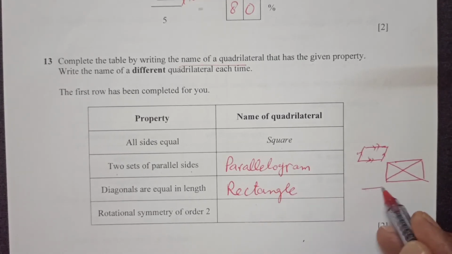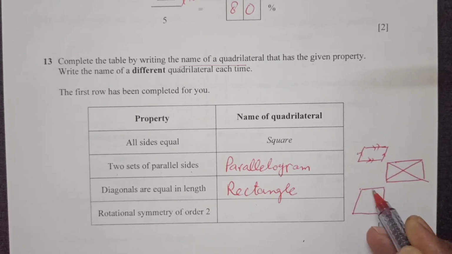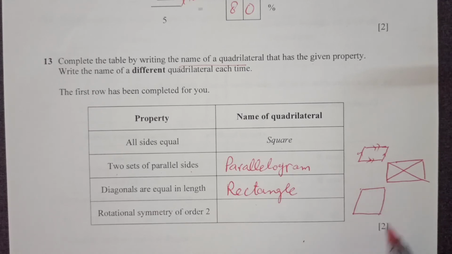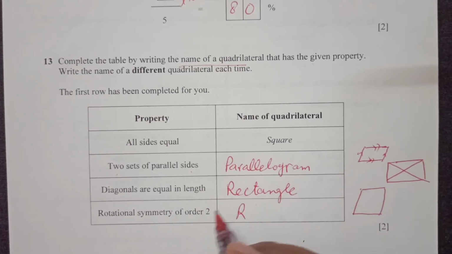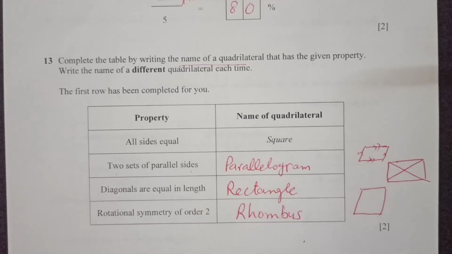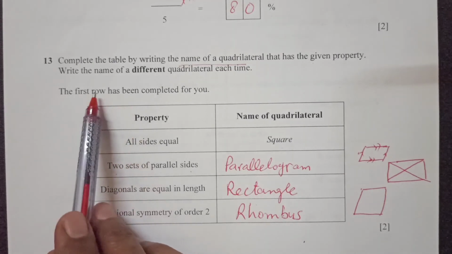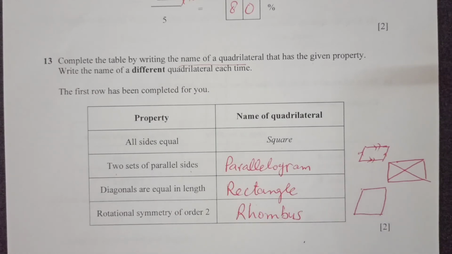So now we have the rhombus. You remember a rhombus is like a parallelogram having all the sides equal, so that also has rotational symmetry of order 2. So we can write down here rhombus. We cannot repeat it because he said to write the name of a different quadrilateral each time, so we cannot repeat that. You have to be careful for that.